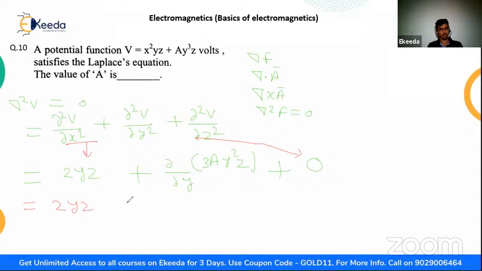2yz. The first differentiation will be 2xy, and then x will vanish, 2yz. Then the second differentiation of the next term, first is 3ay z squared, and the second differentiation will be 6ayz, so 2yz plus 6ayz plus 0. This must be 0 for the Laplace equation. So from here we will simply get a equals, what is the value of a? Just tell me. Minus 1 by 3. Okay, so this is the correct answer.